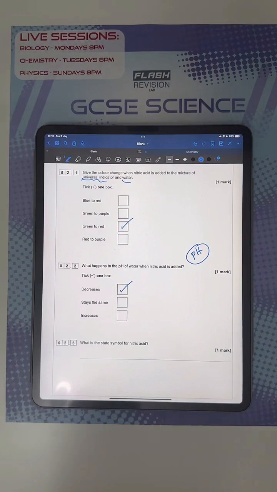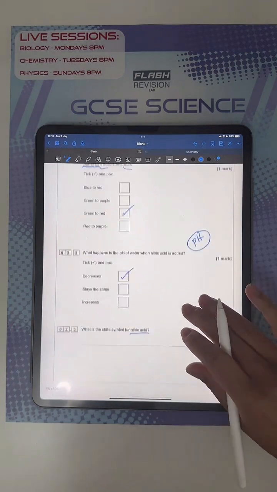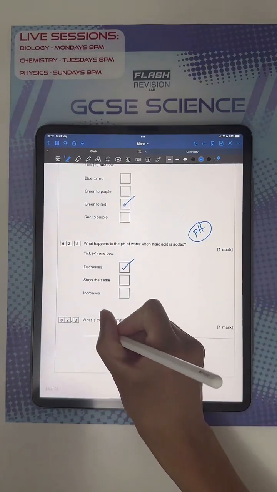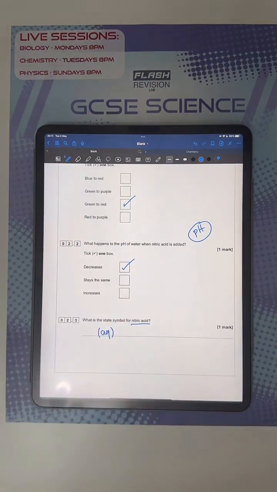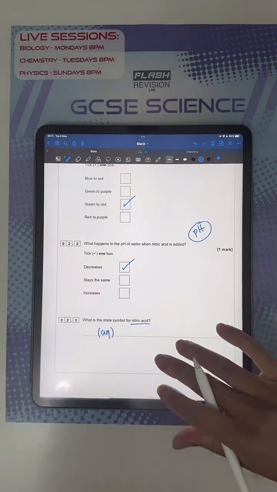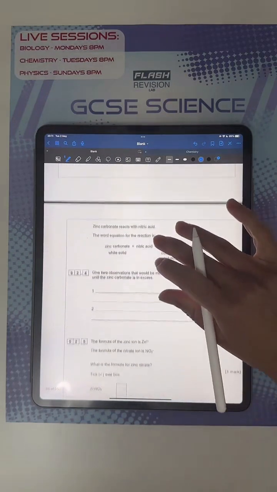What is the state symbol for nitric acid? What do you guys think? Aqueous, yes. Aqueous, not liquid. AQ, you can get away with just saying AQ in brackets. You can write aqueous as well. Actually, no, it asks for the state symbol. You have to write AQ. Not liquid. Any acid is always aqueous because it's a solution. If something's a solution, then it's aqueous. All right, on to the next one.